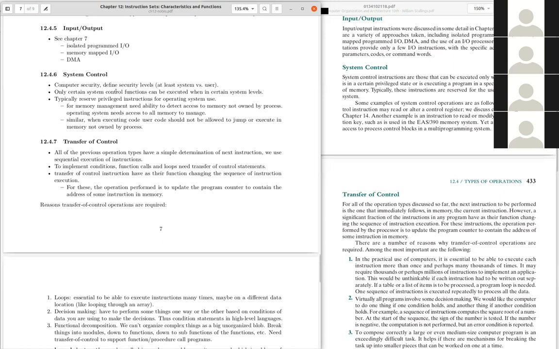So, anyway, that's kind of an important category that we don't talk a lot about, but it's one of the fundamentals of computer security, if you're taking a computer security course.